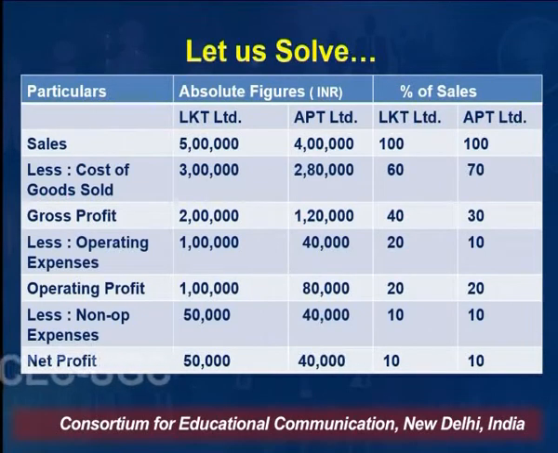Likewise, when we do this entire calculation, at the end what I am getting is that both the companies are having the same level of net profit. So with the sales of 100, both are booking a profit of 10. This is what we get out of this preparation of common size statement.